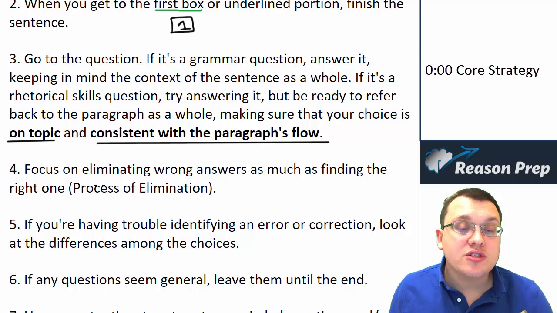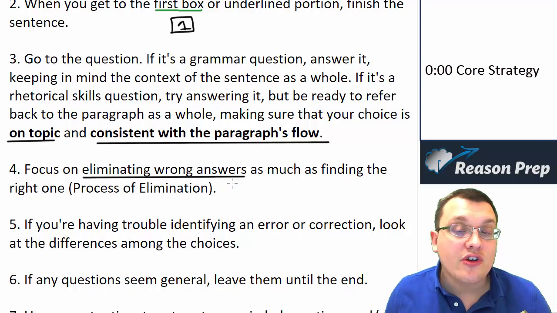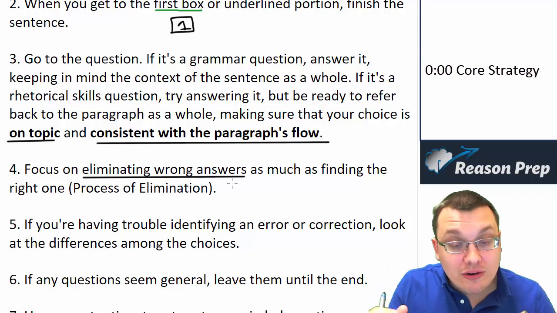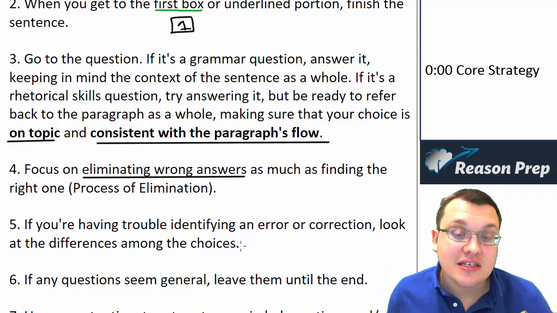When you're going through the choices, focus on eliminating wrong answers as much as finding the right one. So get rid of choices that don't work, and that can help you narrow down to the correct one. This is process of elimination, aka POE.